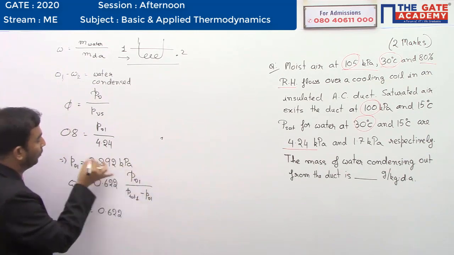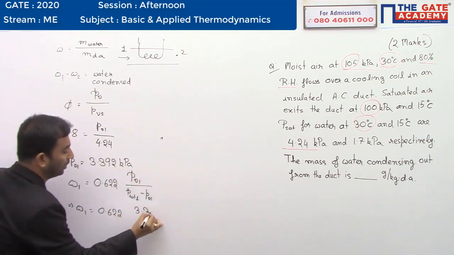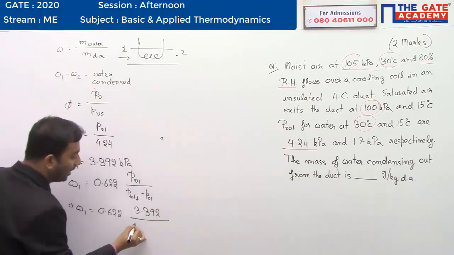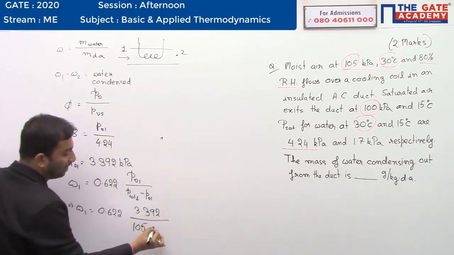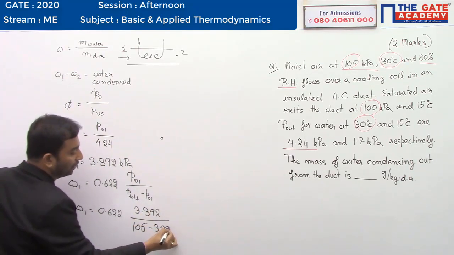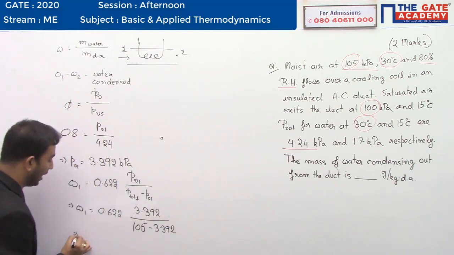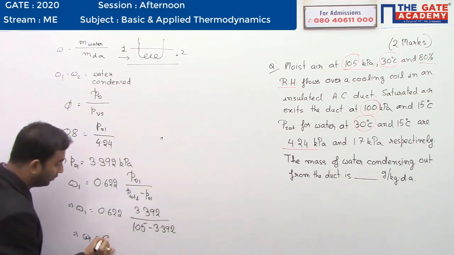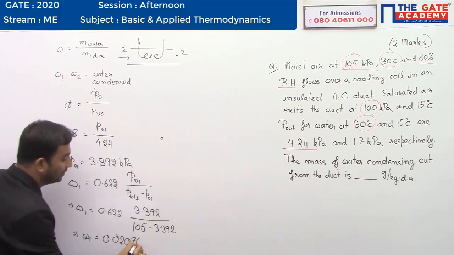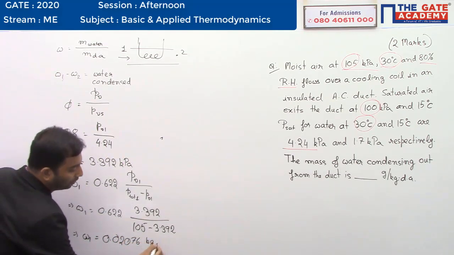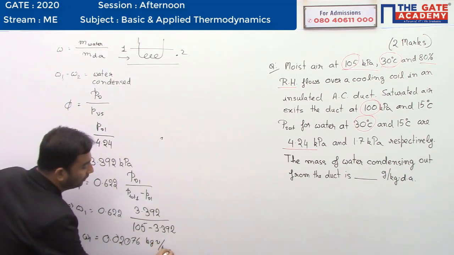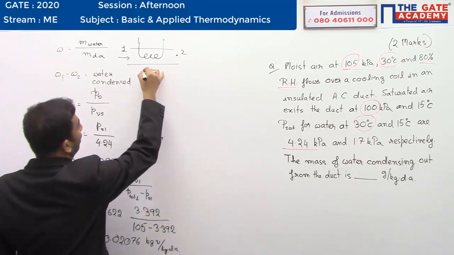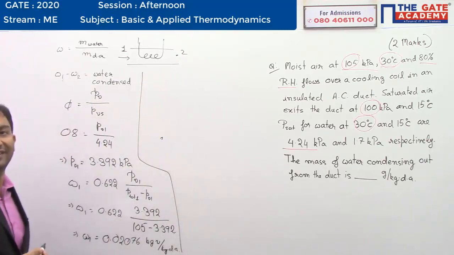So if I put the values, 0.622 times PV1, which we have just found, 3.392, divided by the total pressure at point 1, 105 kilopascal, minus PV1, again 3.392. If I solve this, I'll get omega 1 is equal to 0.02076 kg vapor per kg dry air. I'm getting this in kg vapor per kg dry air. No problem at all. I can easily change it into gram. We'll see that later on.